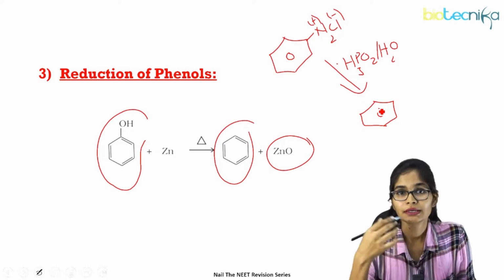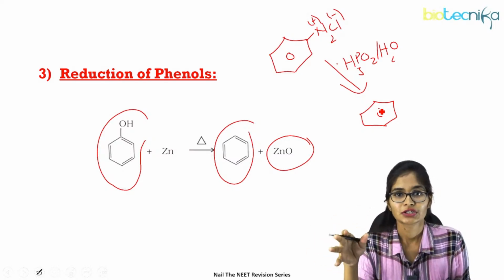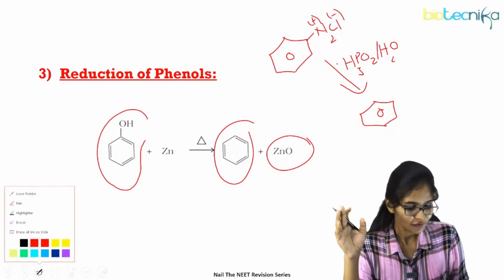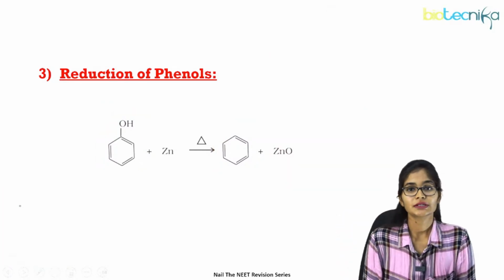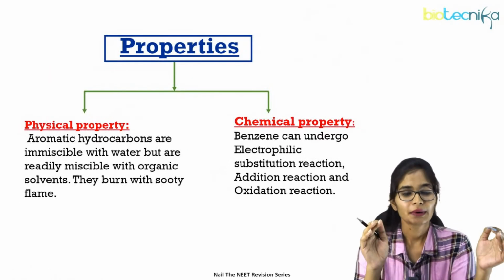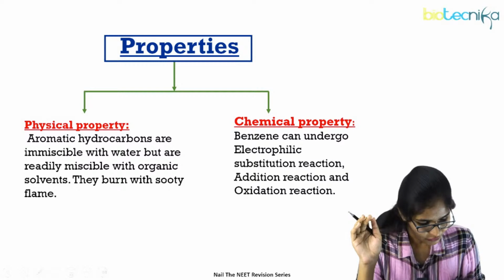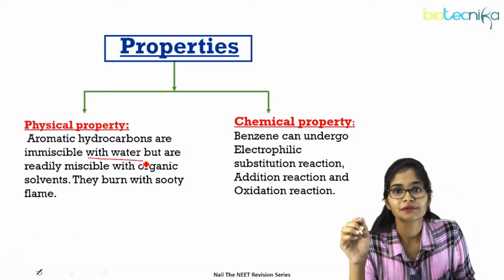There are so many methods for benzene preparation, but I have mentioned a few. Now we'll move on to its properties, the physical and chemical properties. In the physical properties, aromatic hydrocarbons are immiscible with water. Why are they immiscible with water?